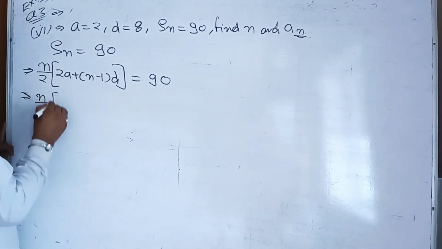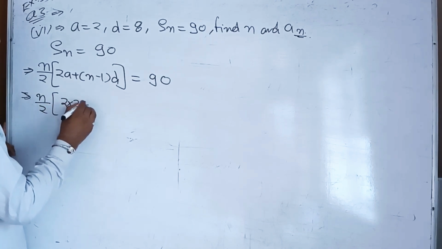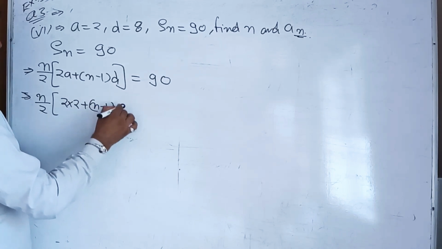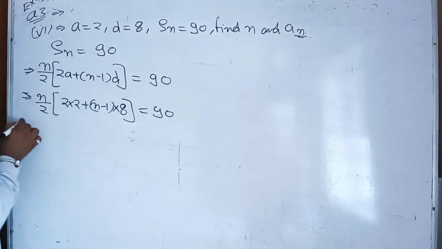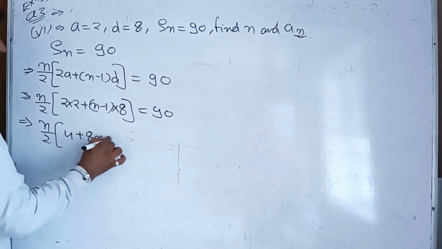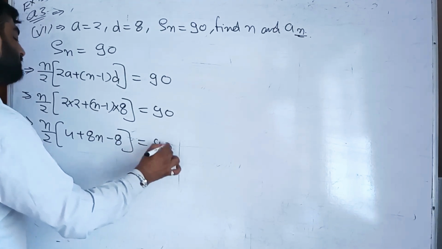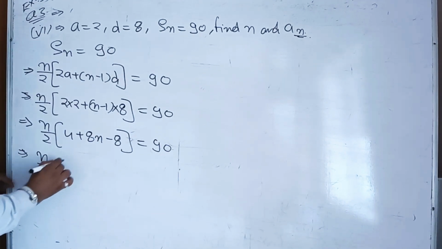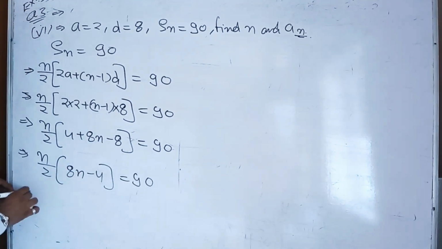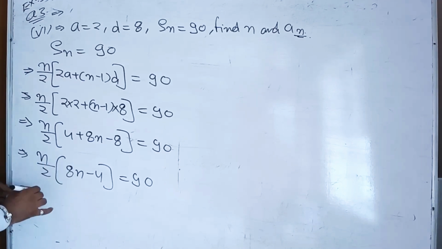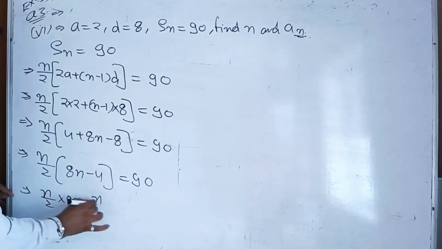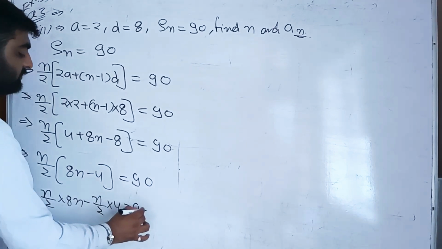That is n upon 2, n is not given, a is equal to 2, so 2 into 2 plus n minus 1, d is equal to 8. By this you have to find the value of n, students. n upon 2 times 4 plus 8n minus 8 equals 90. So n upon 2 times 8n minus 4 equals 90. If we multiply n upon 2 into 8n minus 4, minus n upon 2 into 4 equals 90.